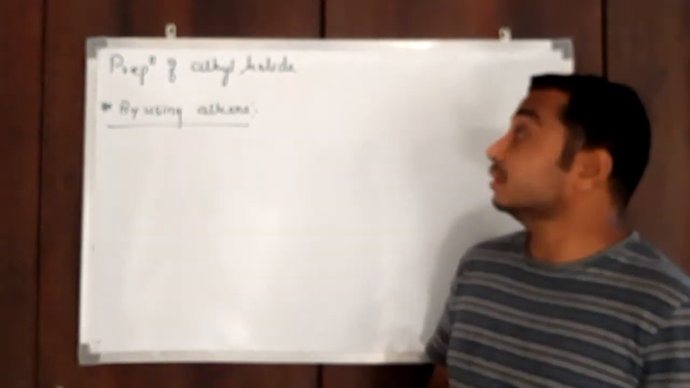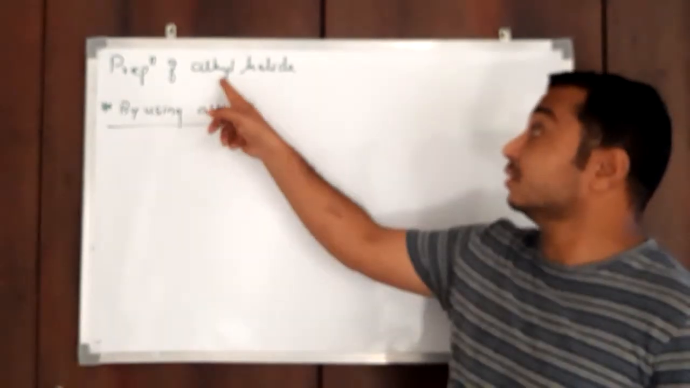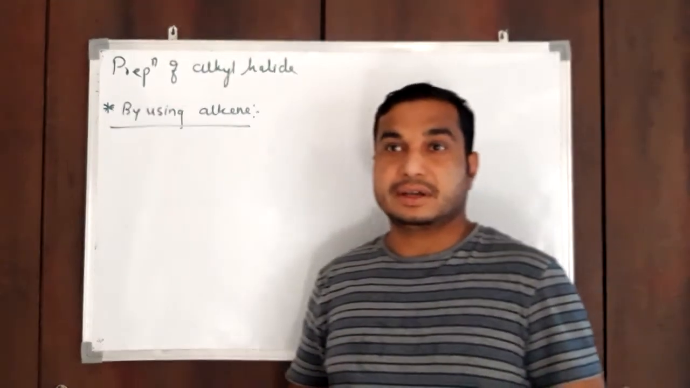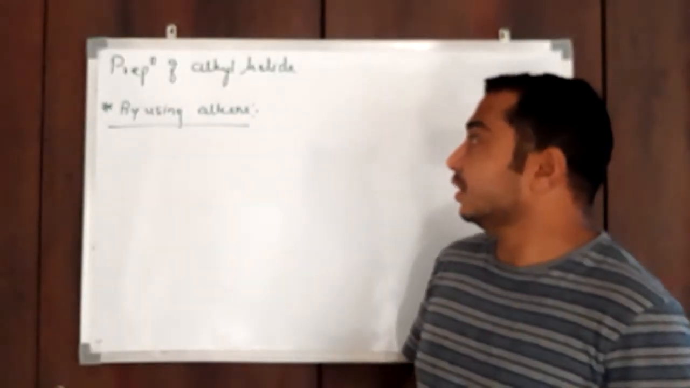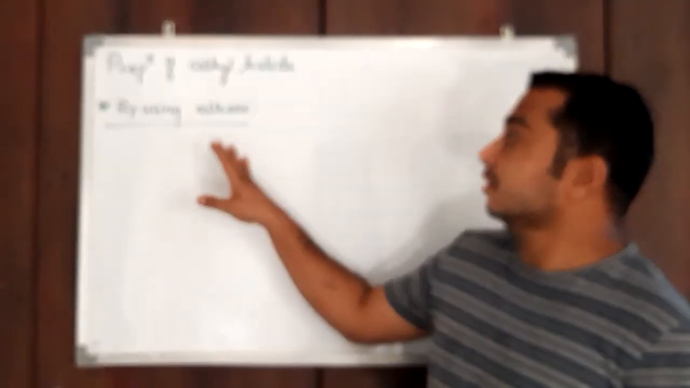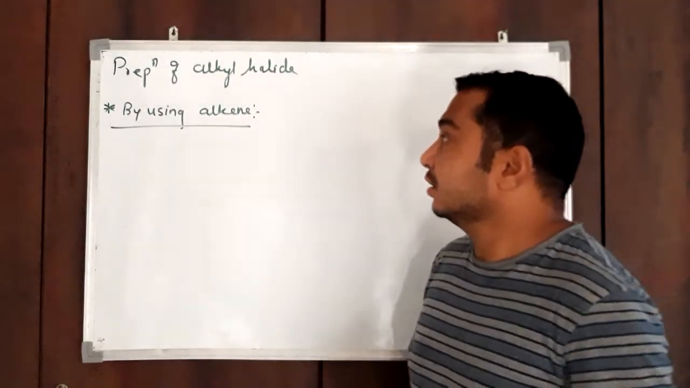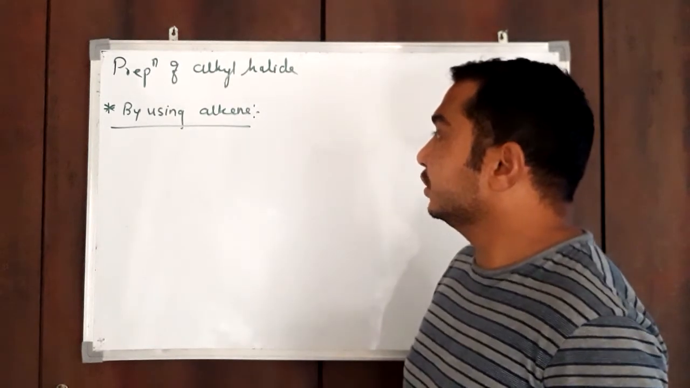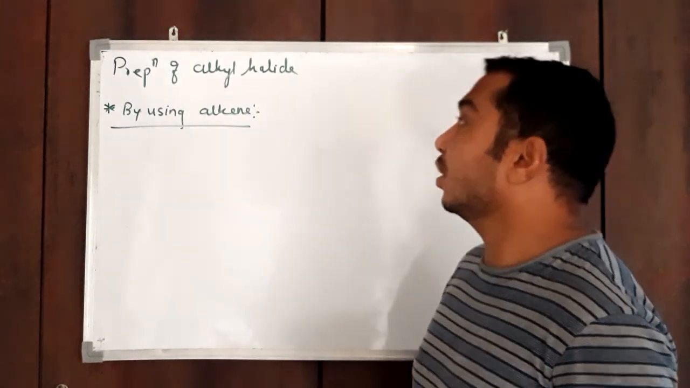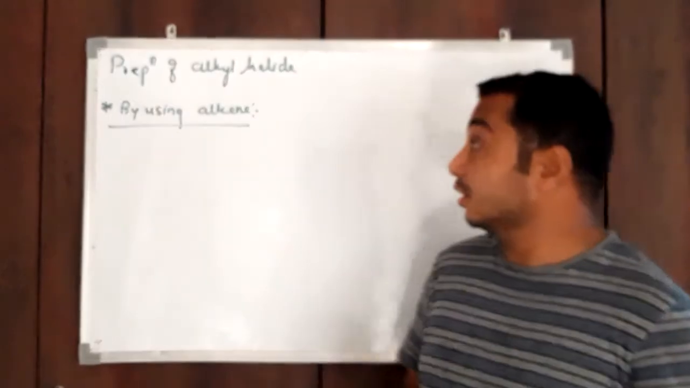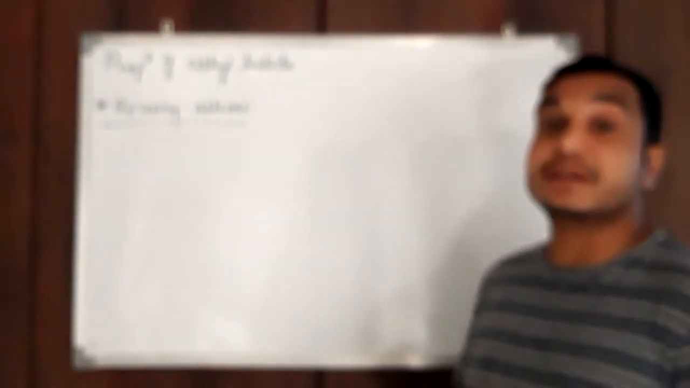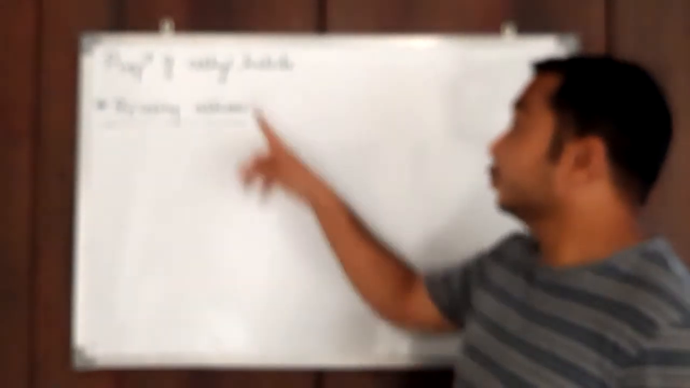Now our topic of discussion was alkyl halide. In last class we have discussed some methods for the preparation of alkyl halide. Now, in continuation with that, today we are also going to discuss one more method for the preparation of alkyl halide, and this method is from alkene. From alkene we have to prepare alkyl halide.